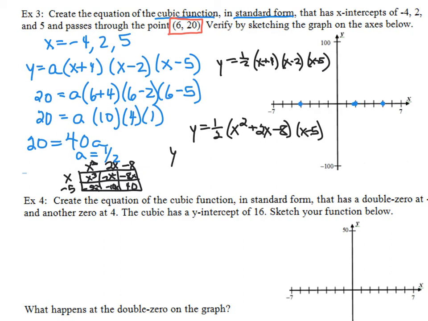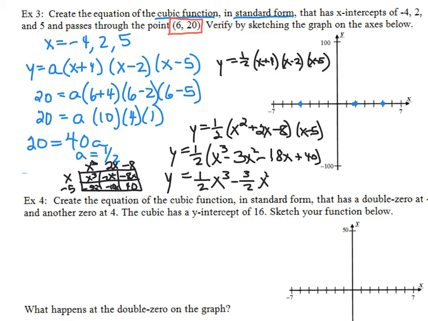So let's write down the result of that multiplication. 1/2 times x cubed. Add together your x squared terms, so that's going to be a minus 3x squared. Add your x terms together, so that's going to be a minus 18x. And then plus 40. Distribute the 1/2, and I'm getting 1/2 x cubed minus 3/2 x squared minus 9x plus 20. I'm going to leave it to you to plug that into your graphing calculator to see what the graph is going to look like.